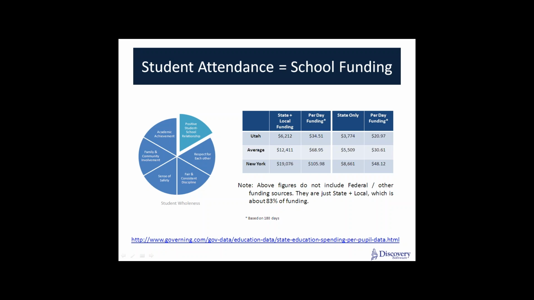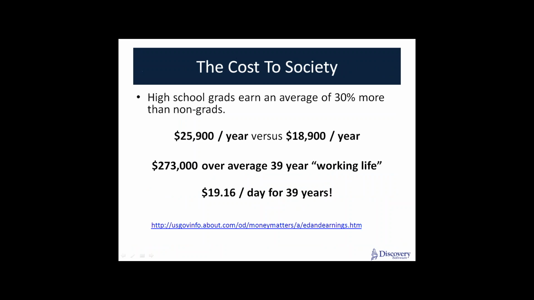But the funny thing is, how much the school loses, and it's a lot of money, you know, $19,000 in New York, is nothing compared to what society loses. So next slide, please. Here's the facts. The reference link is at the bottom. A high school grad earns 30% more than non-grads on average. So they earn $25,900 a year versus $18,900. That's the average salary. That's a $7,000 difference.